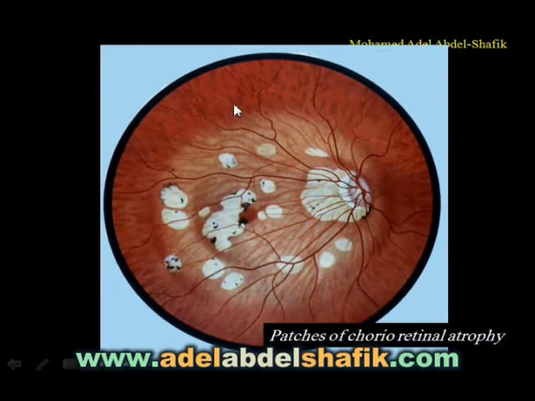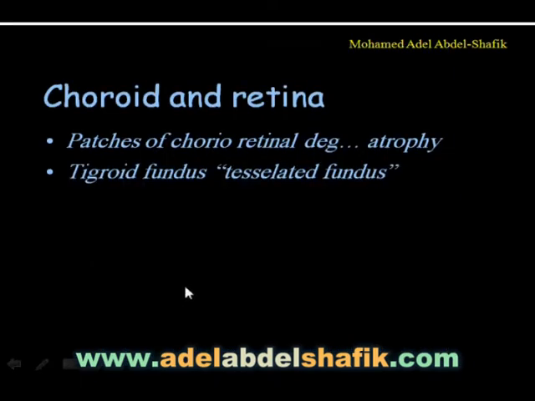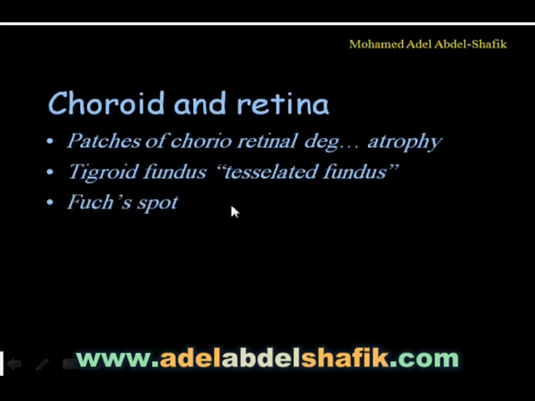example تاني ل chorioretinal atrophy chorioretinal degenerations. حاجة تانية ممكن نشوفها what we call tigroid fundus. tigroid fundus هو fundus فيه hyperpigmentation، زي الناس اللي هم الدارك ريسز.